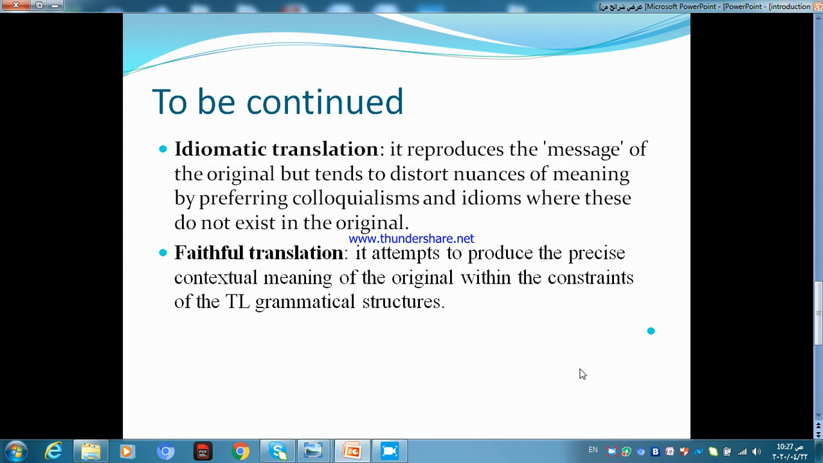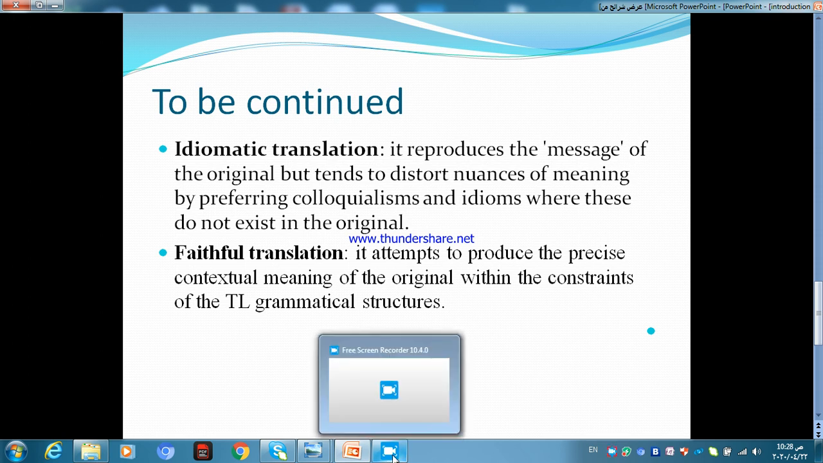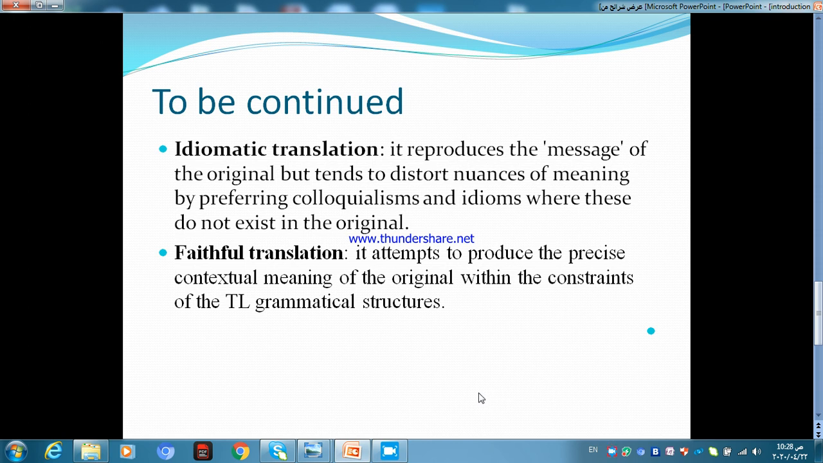Faithful translation attempts to produce the precise contextual meaning of the original without the constraint of the target language grammatical constructions. That is to say that the translator is not paying any attention to the grammatical structure. The most important thing for him is the contextual meaning of the text.